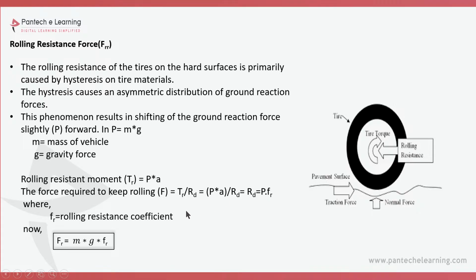Here FR is the coefficient, and we already know P equals M into G. So the formula is capital Fr, the rolling resistance force, equals mass into gravity into small fr, where small fr is the rolling resistance coefficient. We can see how to choose the coefficient values in the next topic.